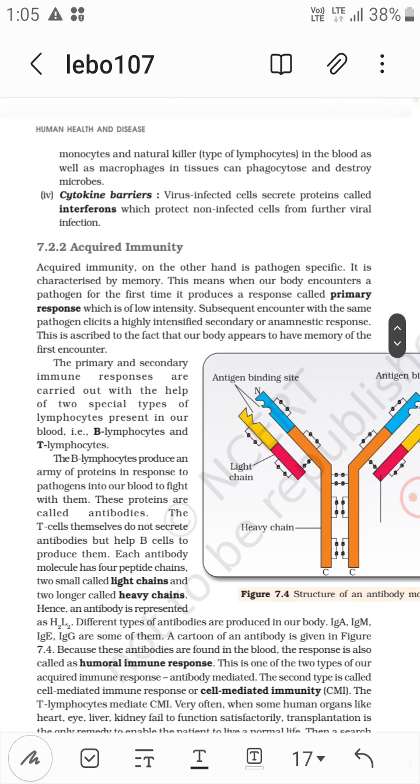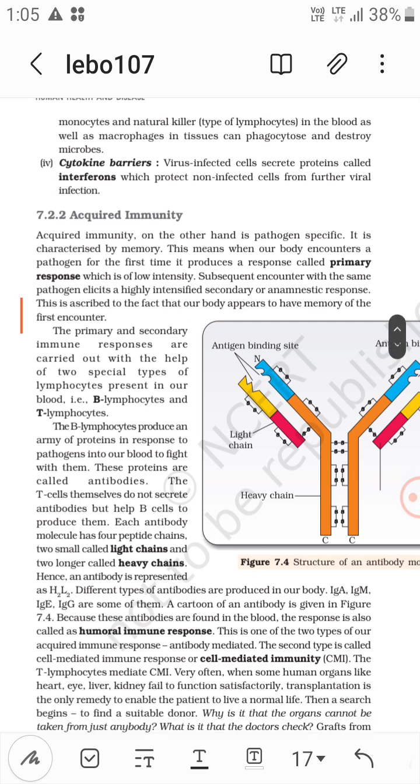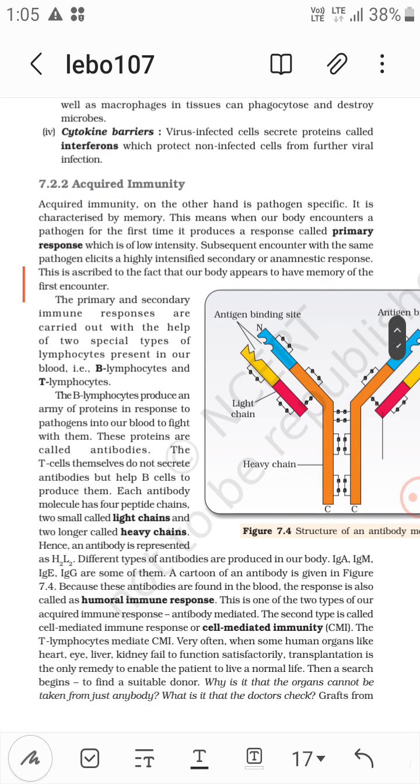Acquired immunity, on the other hand, is pathogen specific, and innate immunity was non-specific, right? It is characterized by memory.